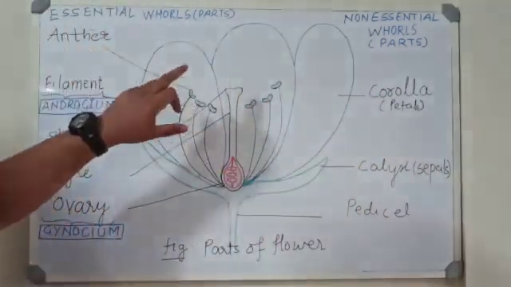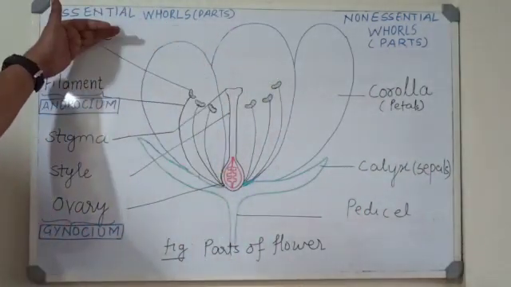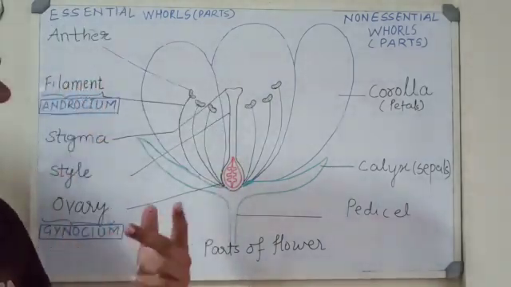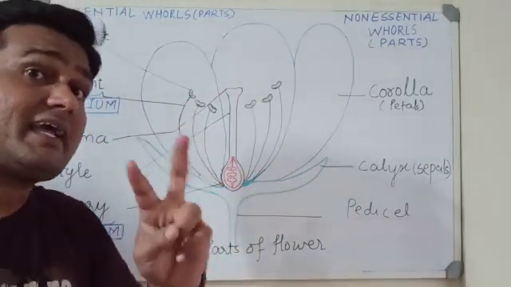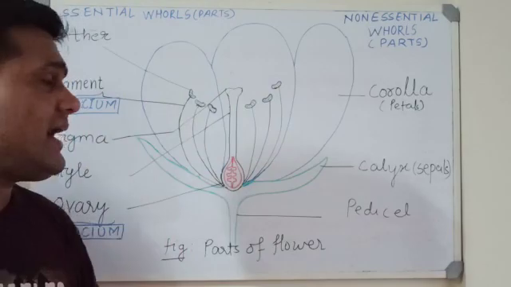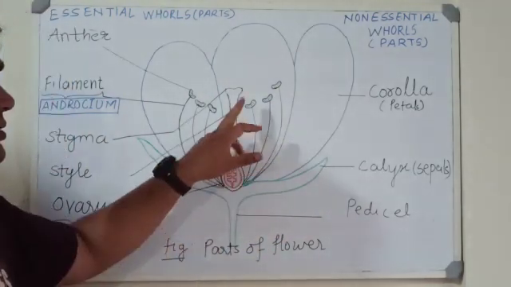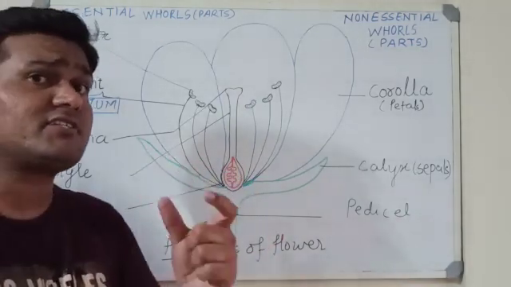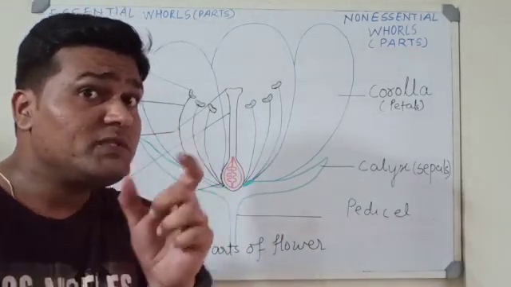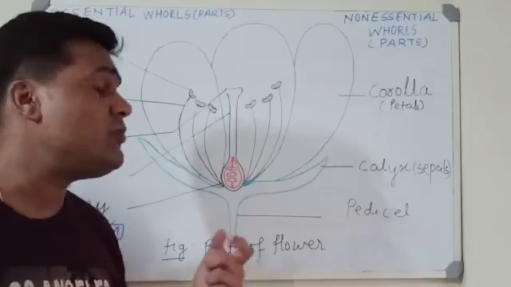Okay, the second thing is essential parts. There are two types of essential parts: the male essential part and the female essential part. If you look at the flower very carefully, we get to know there are two independent structures present over there. So which are those independent structures? Let us have a look at that.